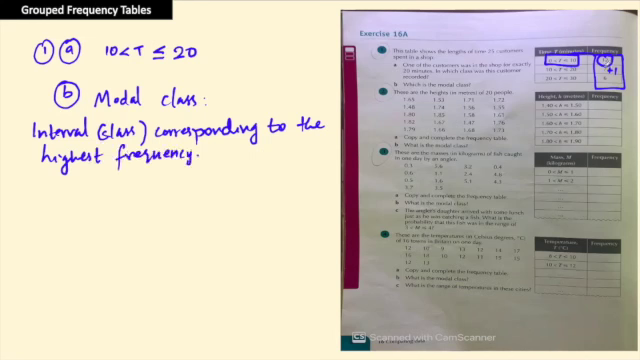The highest frequency is 12. So the answer here is 0 less than t, the time less than or equal to 10. That's all for question 1. Moving on to question 2. These are the heights in meters of 20 people.